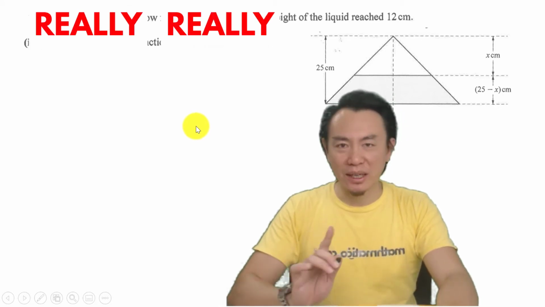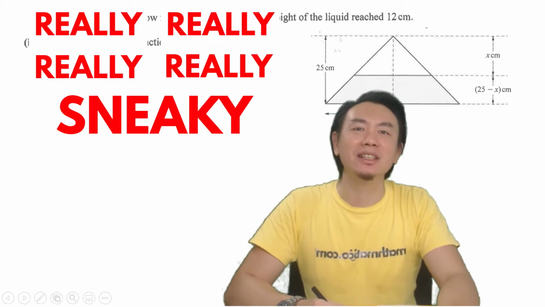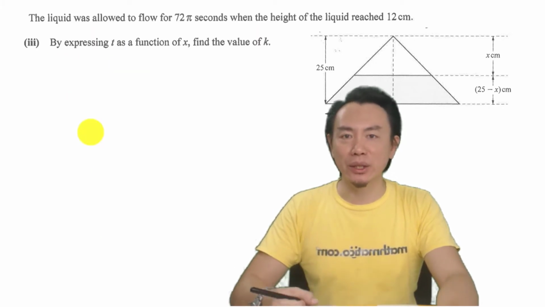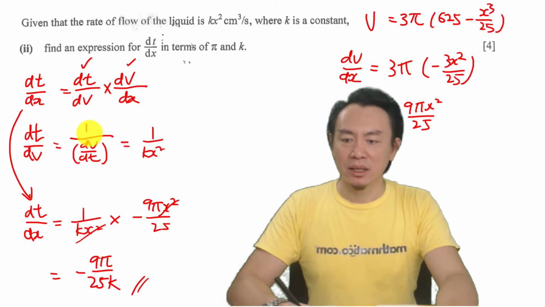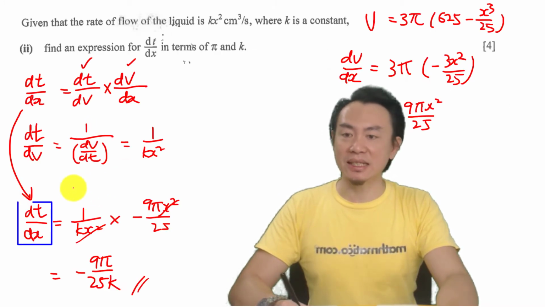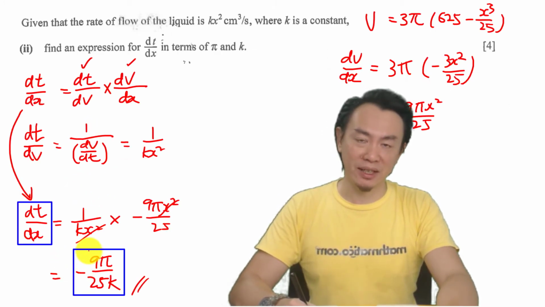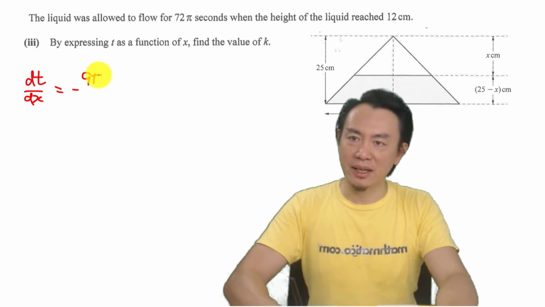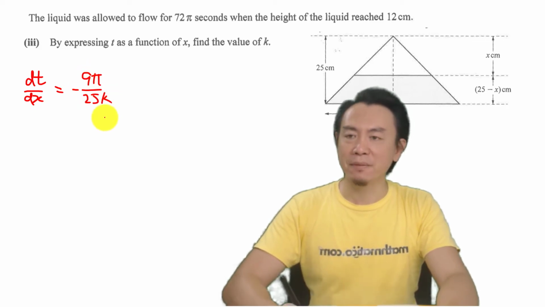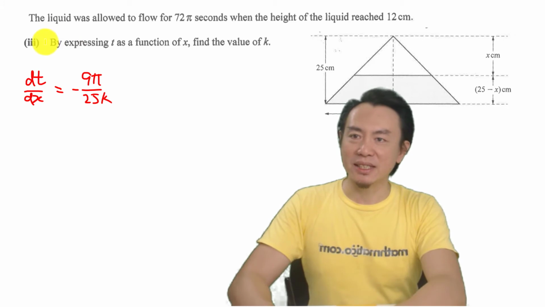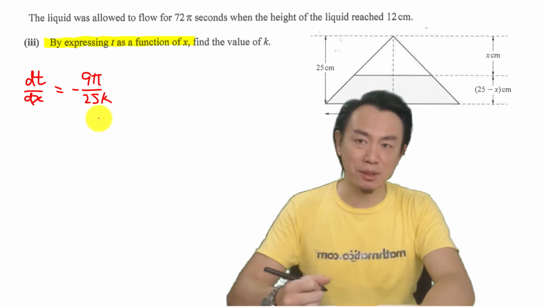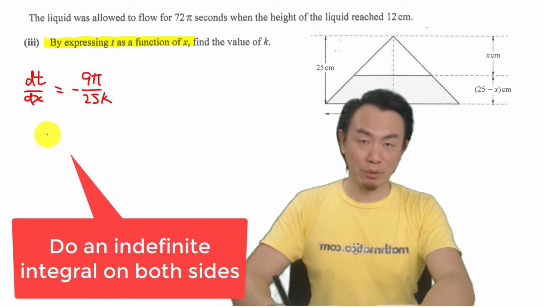Okay, this is a really sneaky question. There's quite a few details I missed and we'll see what they are. This is a continuation from the previous part, where we saw that dt/dx is equal to negative 9 pi over 25k. So we write that down, dt/dx equals negative 9 pi over 25k. The first thing that I missed was this. It says here by expressing t as a function of x, that means you have to find t in terms of x, which means we integrate both sides from here.